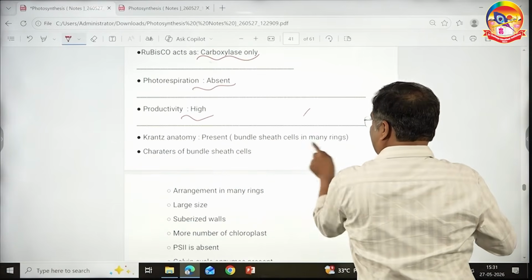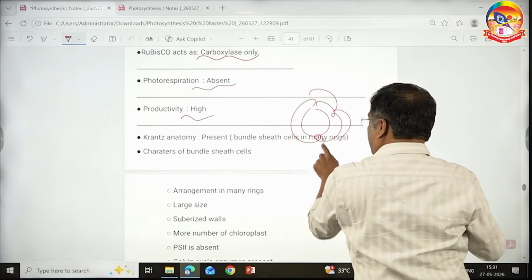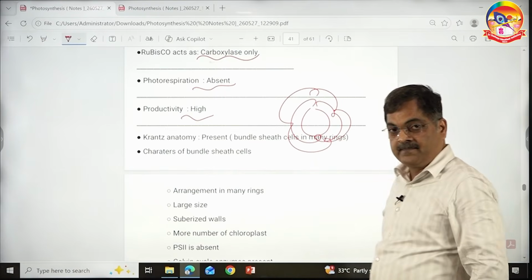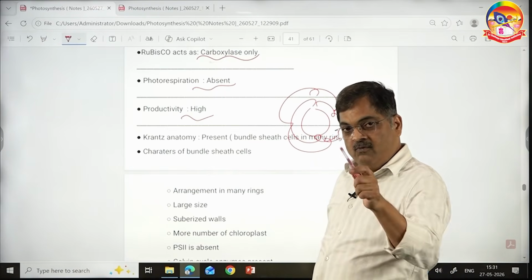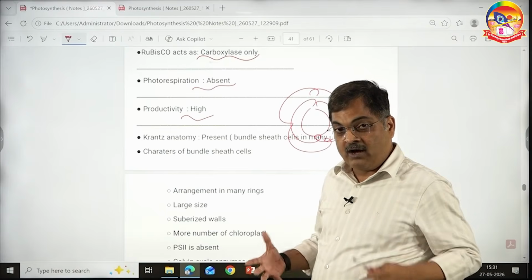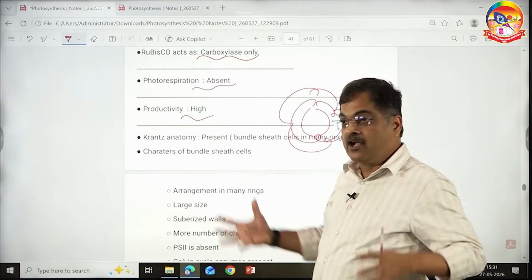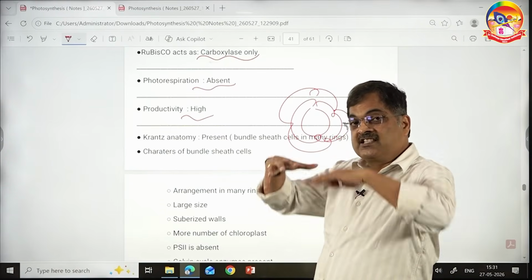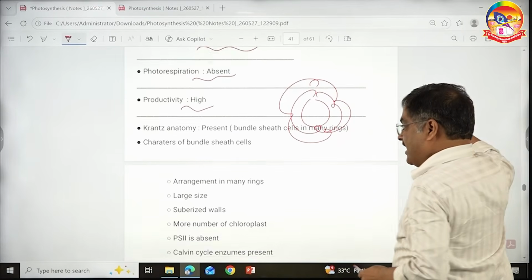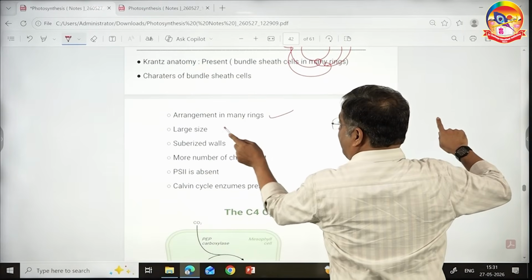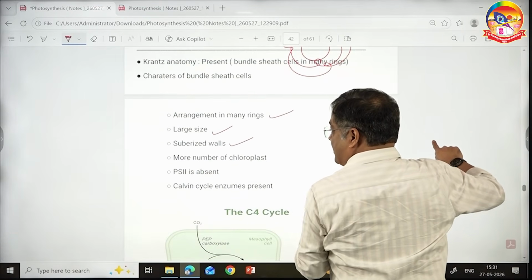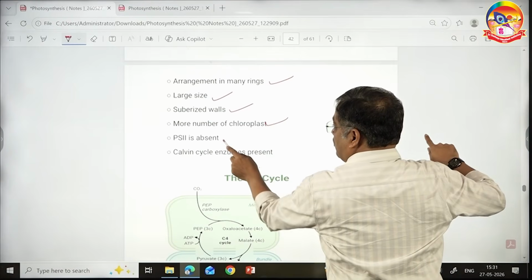Kranz anatomy: the bundle sheath cells in the form of many rings. This is called Kranz. It's a German word. So one more language, all right, you know now, that is German. Kranz means a group of bundle sheath cells arranged in many rings. The bundle sheath cells are large, with suberized walls, and contain more chloroplasts.